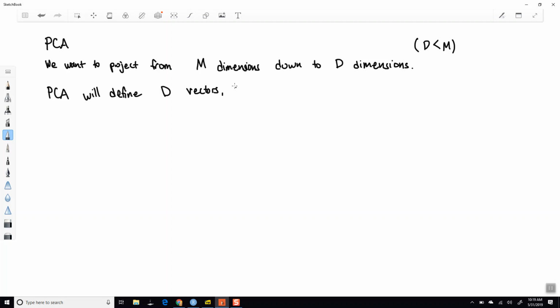Which we'll call w sub d, and each vector is m-dimensional. So it's going to define d m-dimensional vectors, and each vector w sub d is a linear combination of the original m vectors.